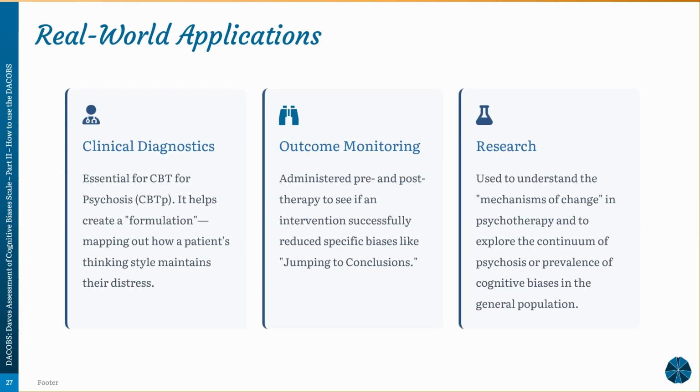So, where do we use this? Primarily in clinical settings for formulation. It helps the therapist explain to a client why they are distressed. It is also fantastic for treatment monitoring. You can give it before and after therapy to see if you have successfully helped a client reduce their jumping to conclusions or safety behaviors. And of course, in research, it helps us understand the mechanisms of change in psychotherapy. We can also use it to understand the level of cognitive biases, cognitive limitations, and safety behaviors in a population.